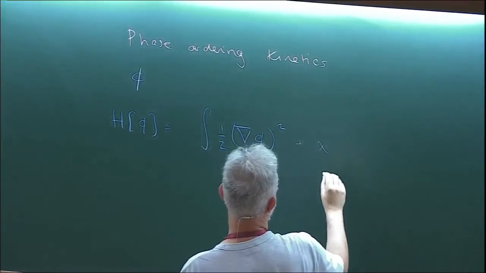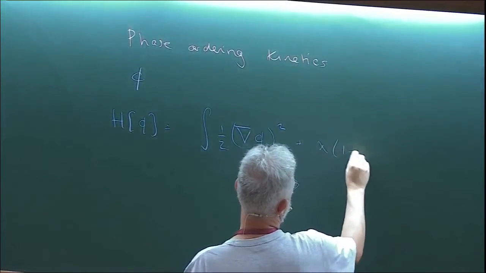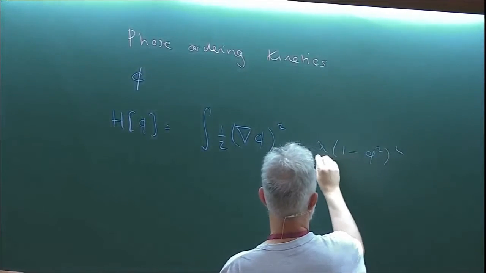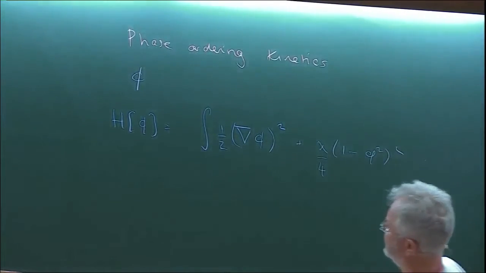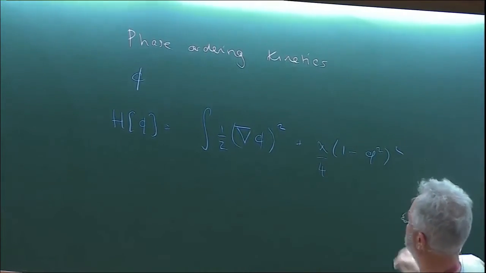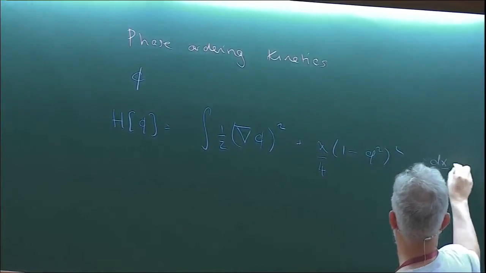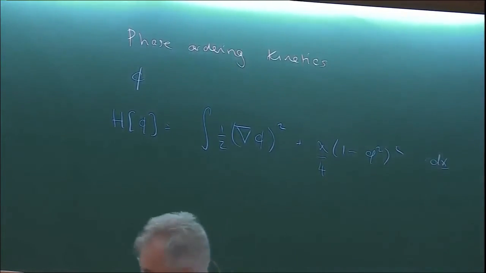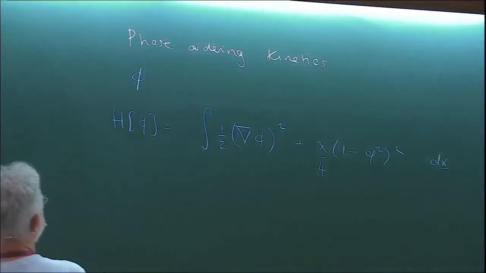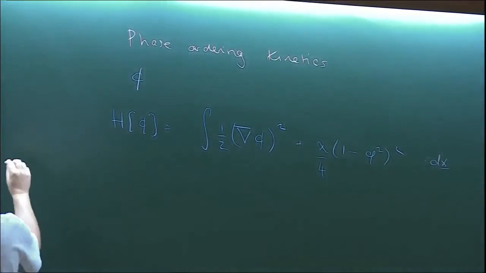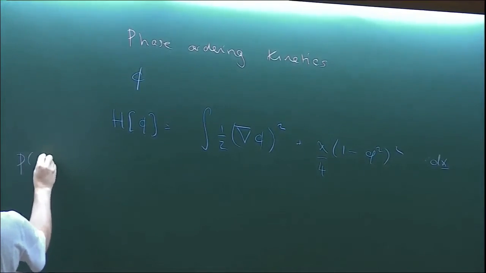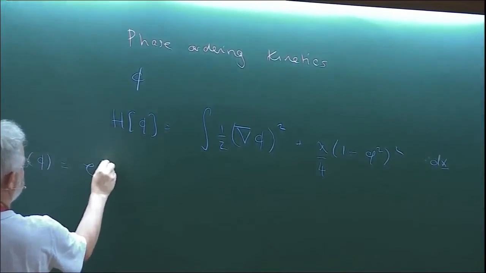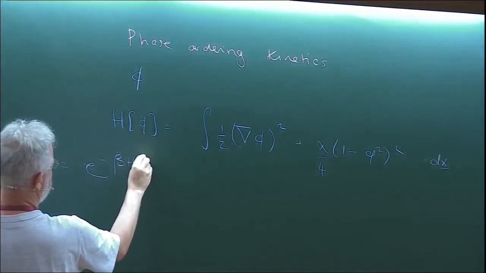You can have something like this. Look at some sort of Hamiltonian, this form here. You want to get a Gibbs-Boltzmann distribution, where in equilibrium the probability of seeing the field phi is equal to e to the minus beta H of phi.